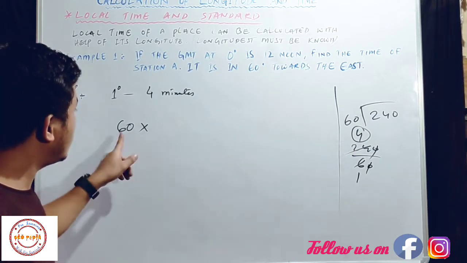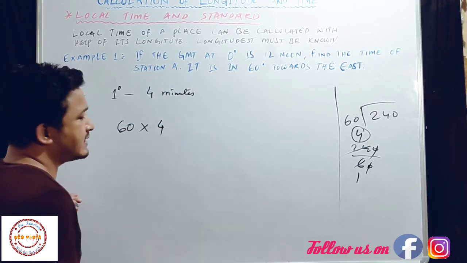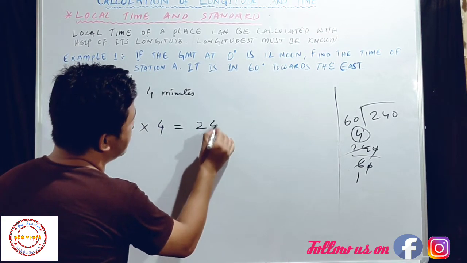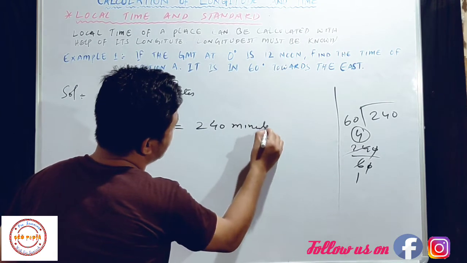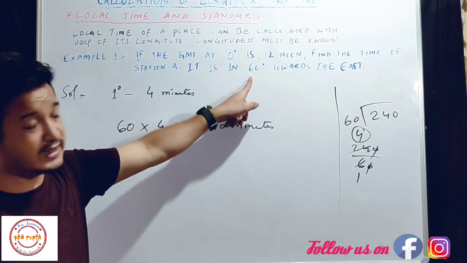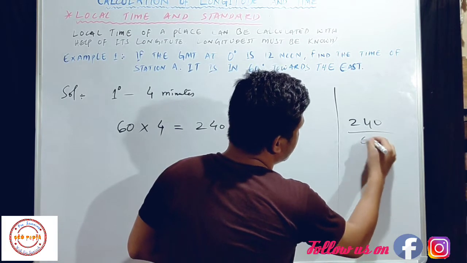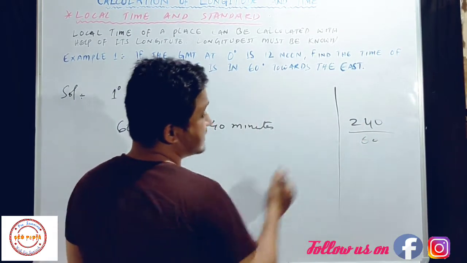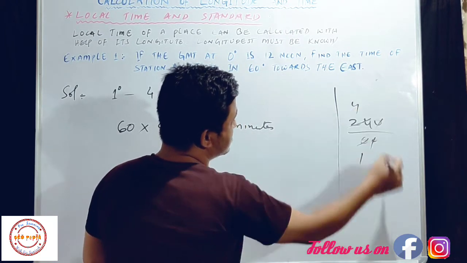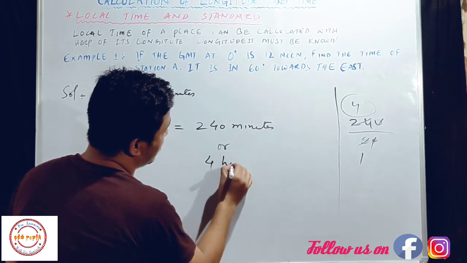Here we have 60 degree, and each degree needs 4 minutes. So 4 into 60 will give us 240 minutes. It means for the earth to rotate from 0 to 60 degree, it needs 240 minutes. Now this 240 minutes you have to convert into hours. Divide by 60, the 0 cancels, it means divided by 10, then 6 1 is 6, 6 4 is 24. So this 240 minutes is equal to how many hours?